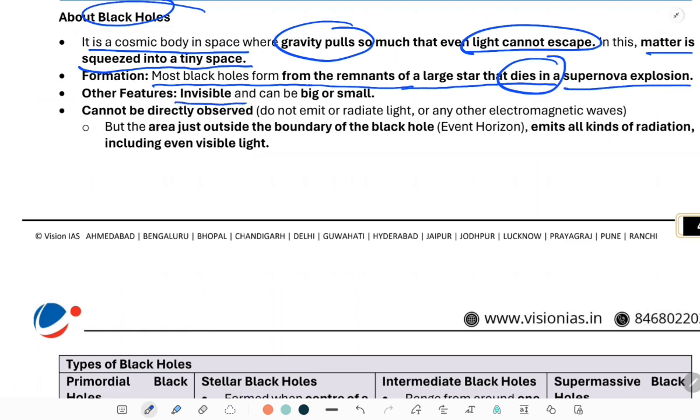Other features: they are invisible, can be big or small, and cannot be directly observed, but the area just outside the boundary of the black hole emits all kinds of radiation, including even visible light.